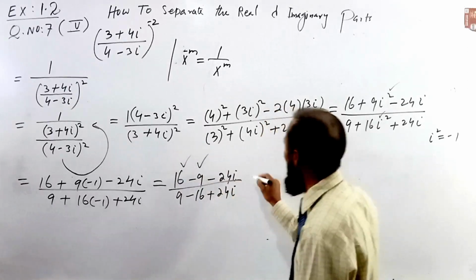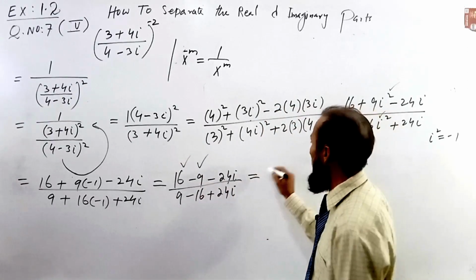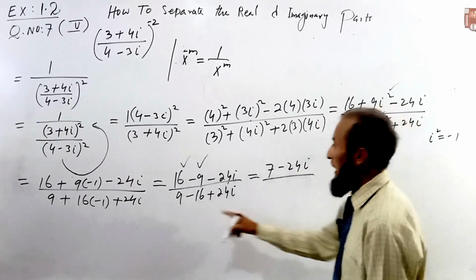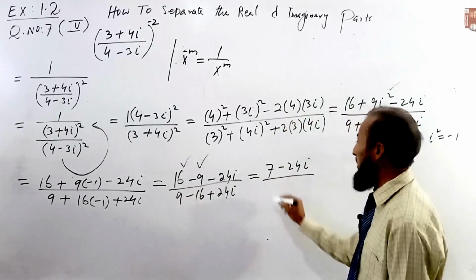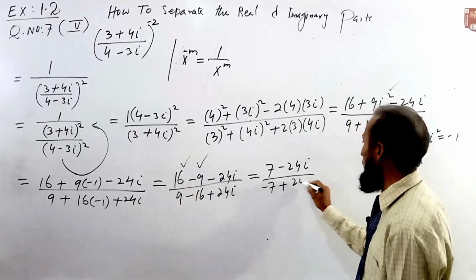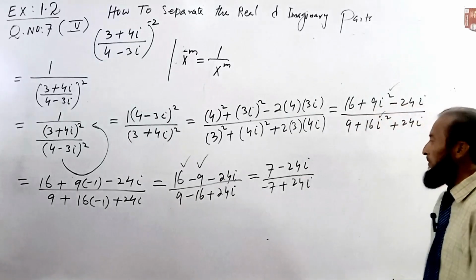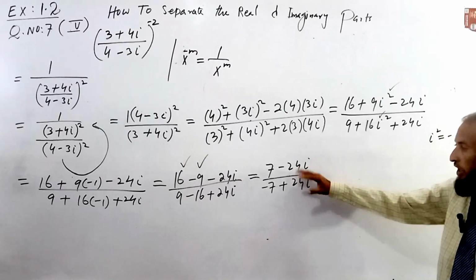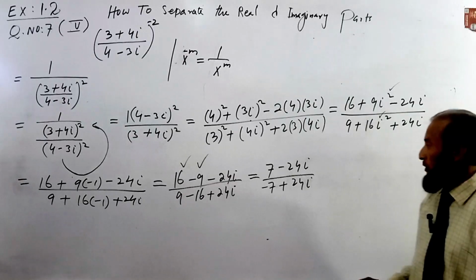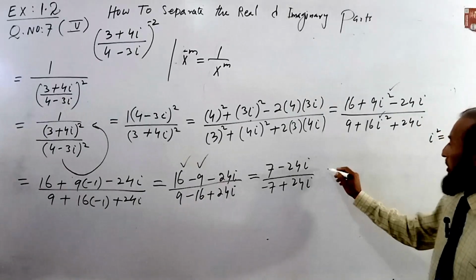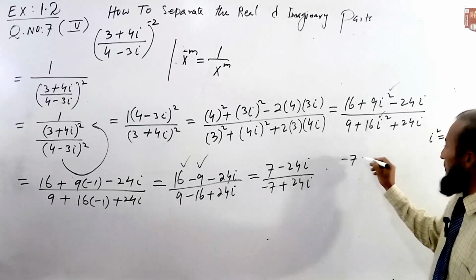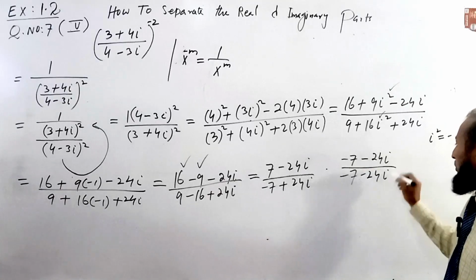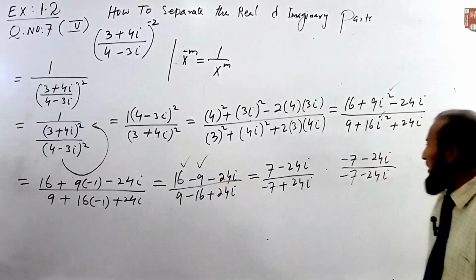So this is the real part. Now we subtract: we get 7 minus 24i, and 9 minus 16 we get -7 plus 24i. Now a complex number is coming in the denominator, so we try to eliminate this term. We divide and multiply by the conjugate of the denominator term, -7 minus 24i.